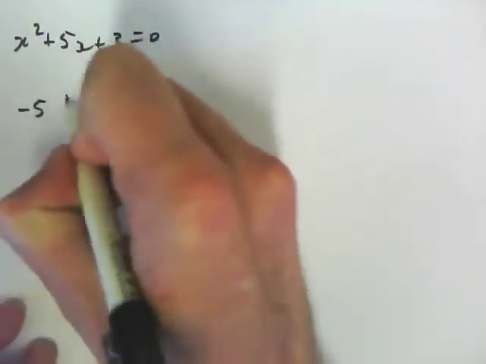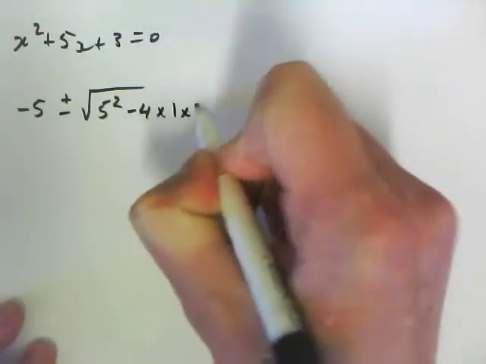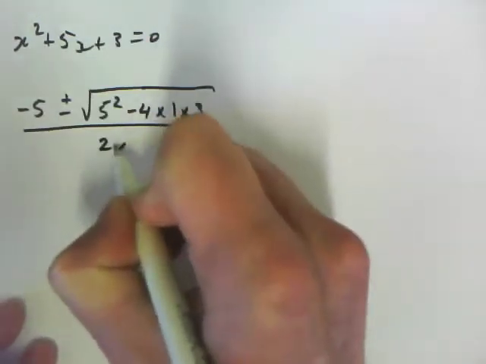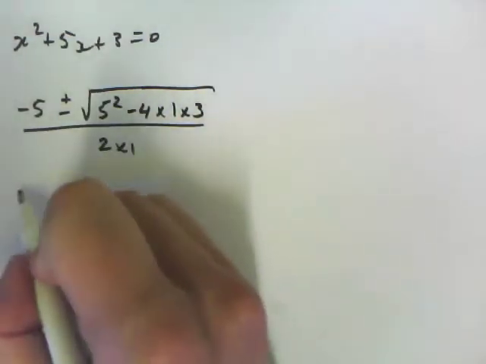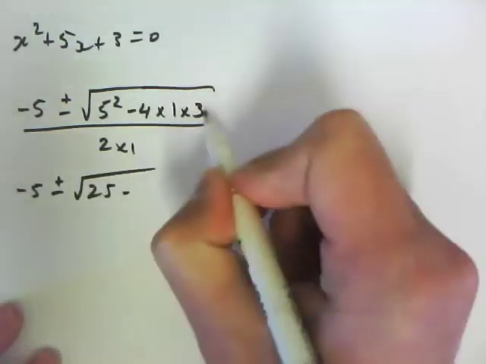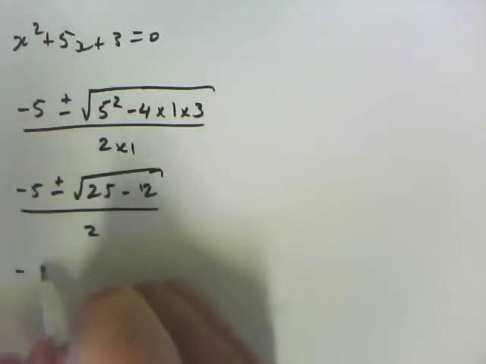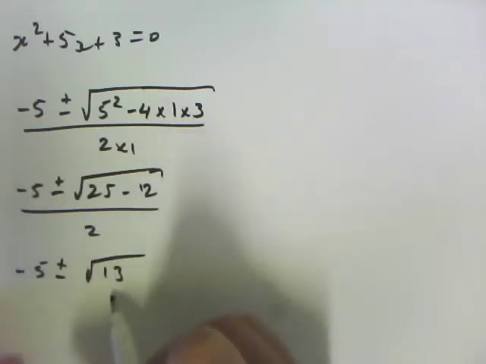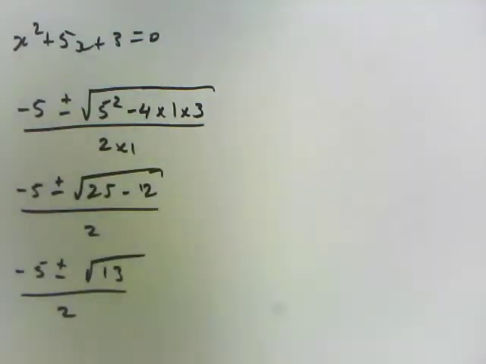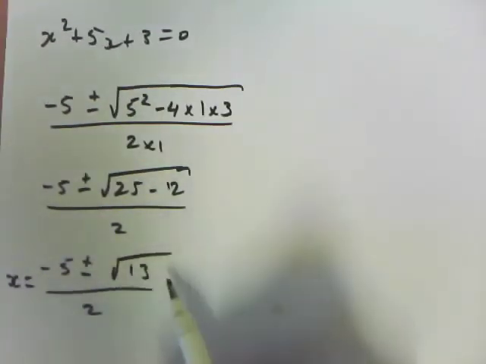So minus 5 plus minus the square root of 5 squared minus 4 times 1 times 3, divided by 2 times 1. Okay, so minus 5 is going to stay, plus minus square root of 25 minus 4 times 1 times 3, which is 12, divided by 2. So that's going to be minus 5 plus minus the square root of 13 on 2. And that's where I stop. So this is the exact value. So x is equal to that. Okay, so that's the exact value. You can find out an approximate value on your calculator, but that's not what the question is asking you for.